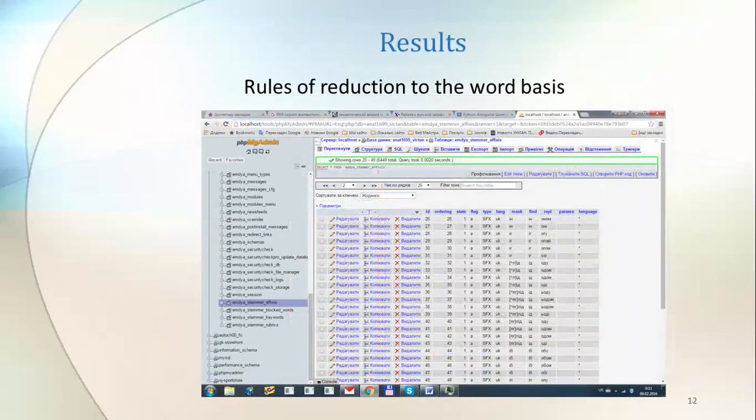The next slide shows a table of rules of reduction to a word basis. The attribute flag defines the word type. Here it is a noun group, singular. An attribute mask shows the rule of ending identification. An attribute find, the word ending in a nominative case. An attribute rebel, the word ending when declining. In square brackets, here it is, exceptions to the rules are given.